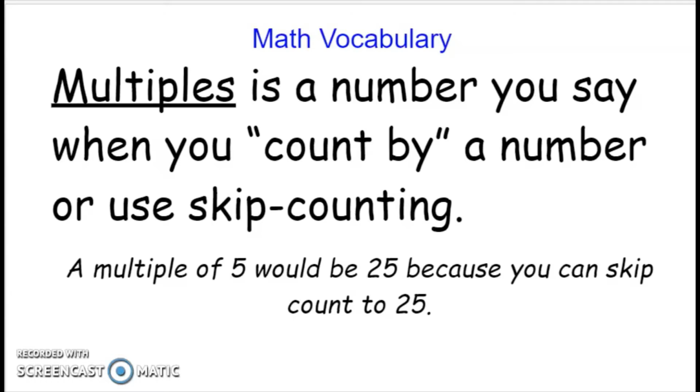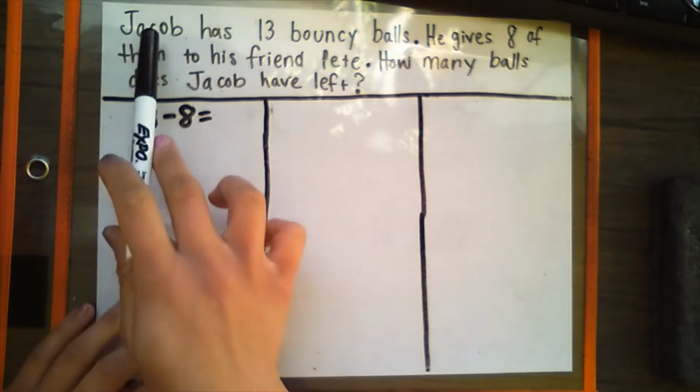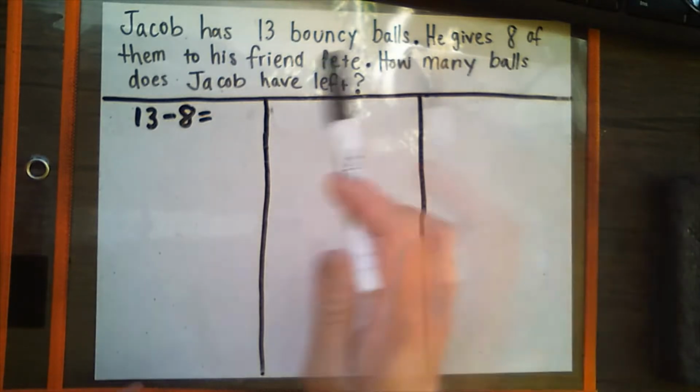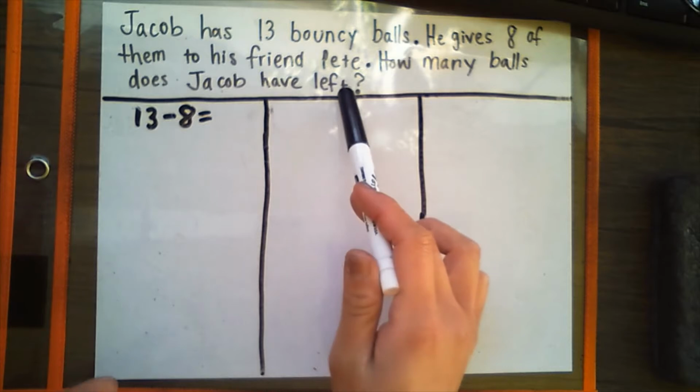All right, let's jump straight into our teacher model, my friends. All right, friends and families, welcome to the teacher model. Let's go ahead and begin by reading our story problem for today. You may read with me or in your head as I read out loud to you. Jacob has 13 bouncy balls. He gives 8 of them to his friend Pete. How many balls does Jacob have left?